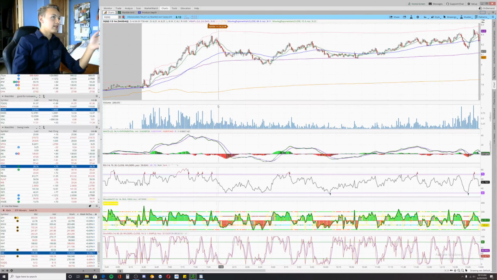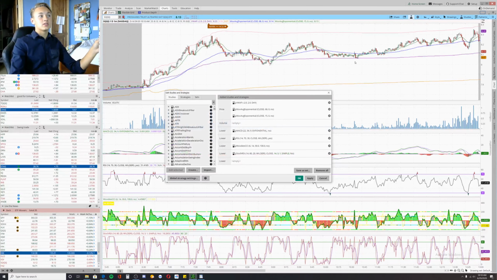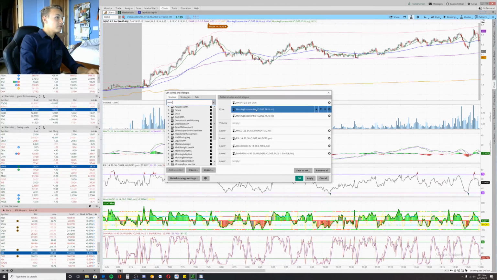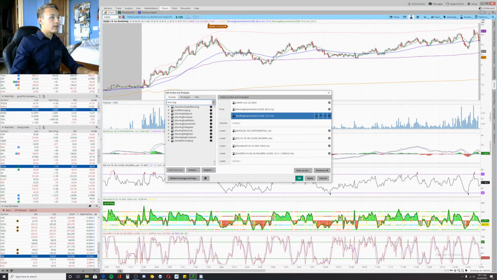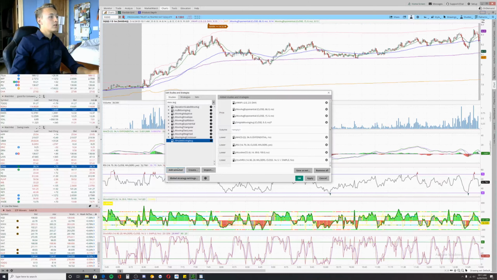I'm going to show you how to get those right now on TD Ameritrade thinkorswim. You go up to studies, and then you type in moving average, and then you'll get all these. And then you'll see exponential. So that's the EMA, and then this is the SMA. And I'm going to explain the differences real quick.